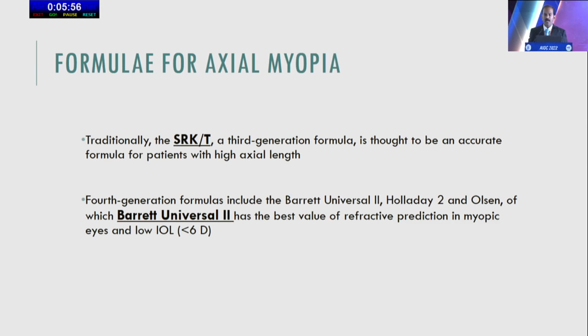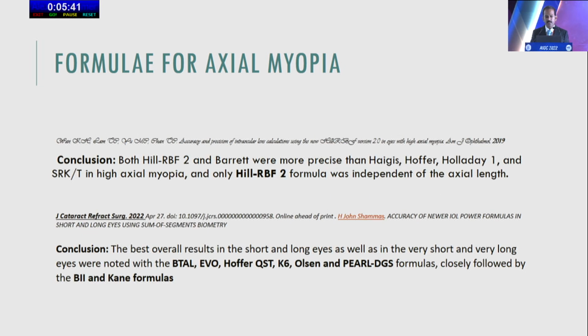So once you have the axial length measured, a staphyloma is like any of the high axial myopias. Coming to the formula, traditionally SRK-T is used. A fourth generation formula, Barrett 2, has the best predictive value in myopic eyes and the lower IOL power. Let's see what we have in the literature.